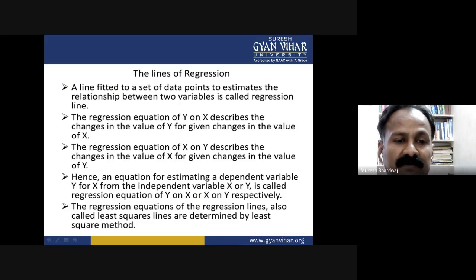Hence, an equation for estimating a dependent variable y from the independent variable x, or x from y, is called the regression equation of y on x or x on y respectively. The regression equations of the regression lines, also called the least square lines, are determined by the least square method.